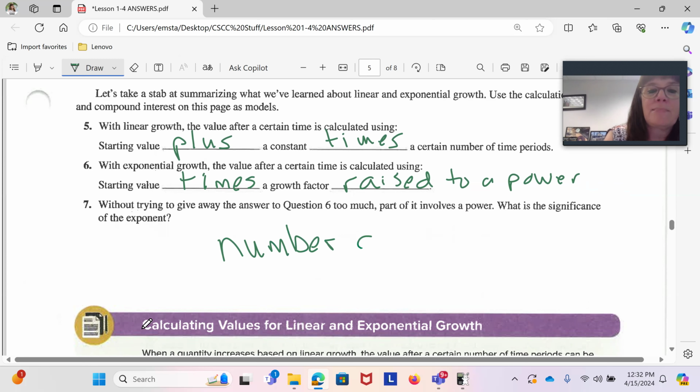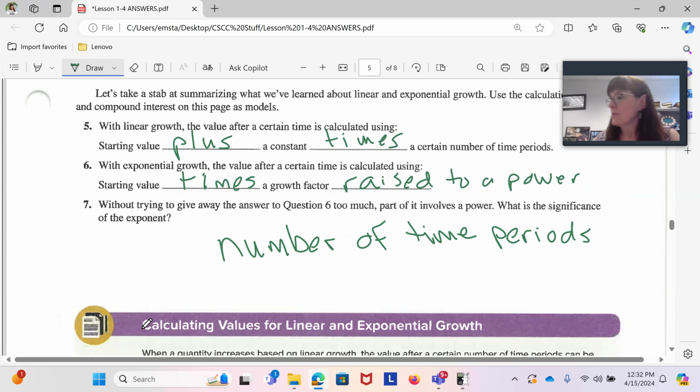A lot of times that's years, in a lot of the problems we do in here, but it's the number of times that the interest is being calculated. And again, we do a lot of yearly compounding in here, but if you go on to a finance course, you may see quarterly, monthly, daily, continuously. You may see all of those. So again, linear is a straight line. It stays the same every year. Exponential is a curve, and it starts getting really high really fast.